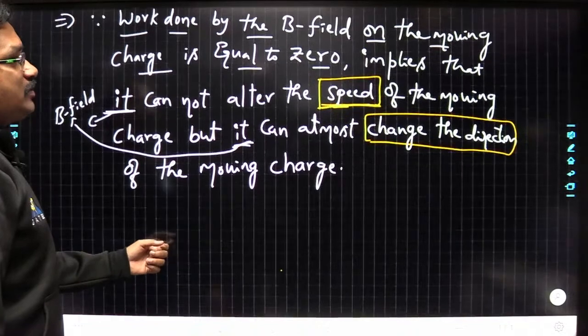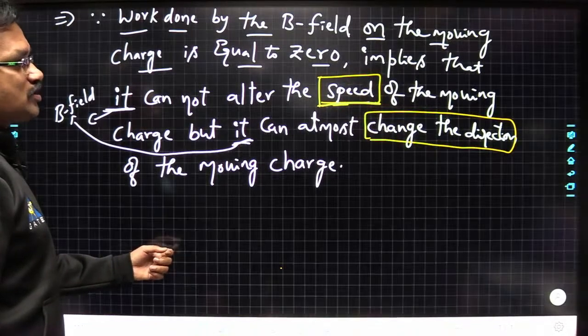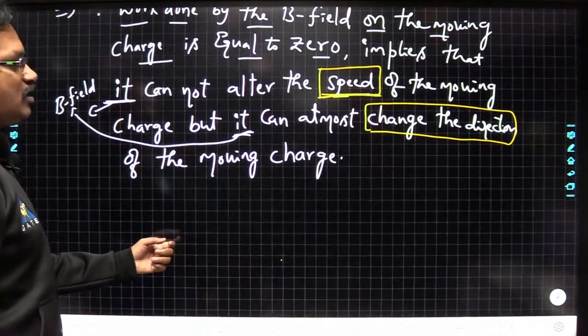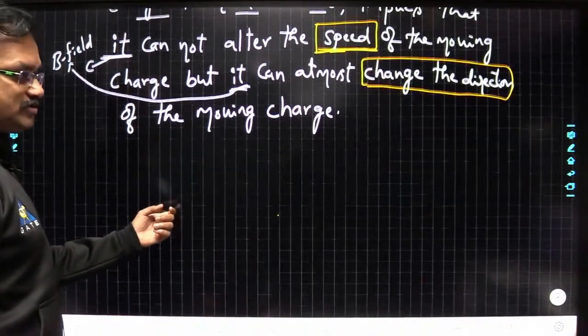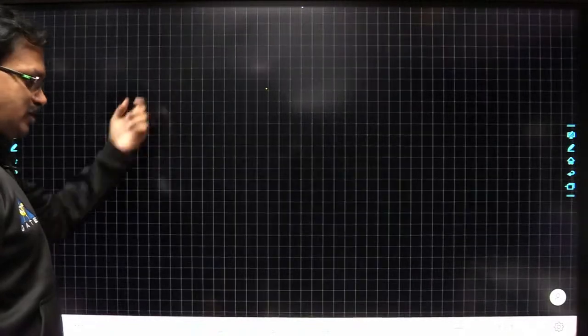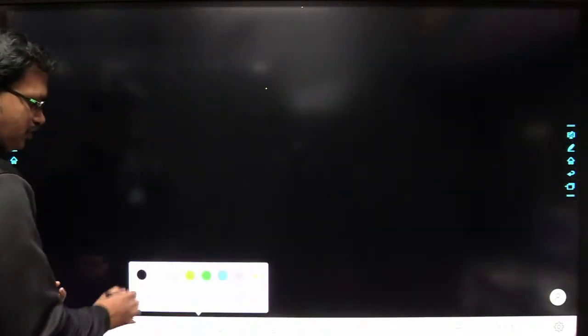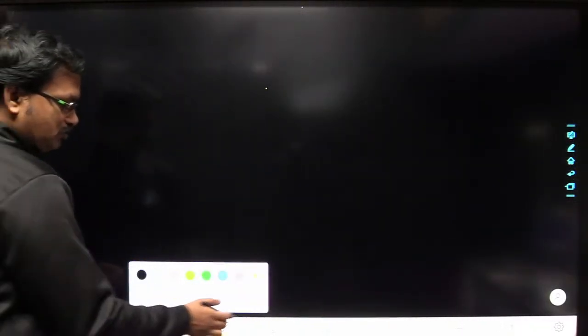So the work done by the B field on the moving charge is equal to 0, which implies that the B field cannot alter the speed of the moving charge, but it can at most change the direction of the moving charge. How it can change the direction of the moving charge, that's what we are going to see now.